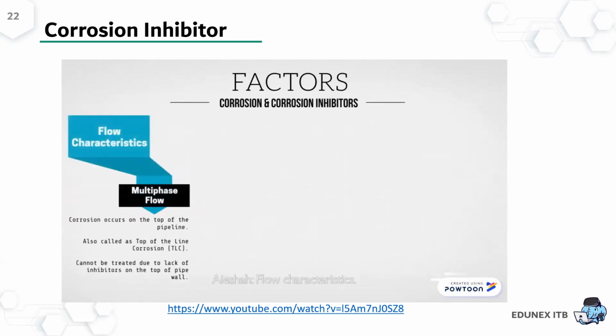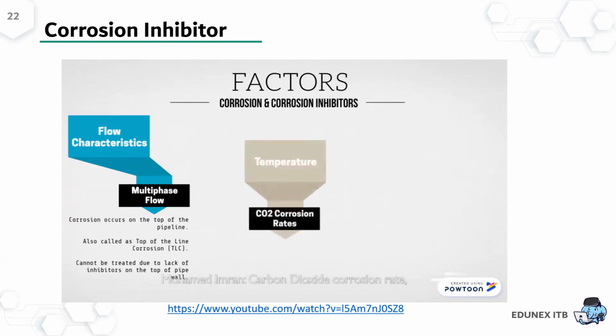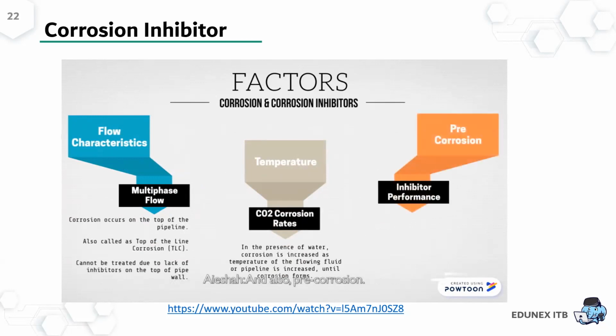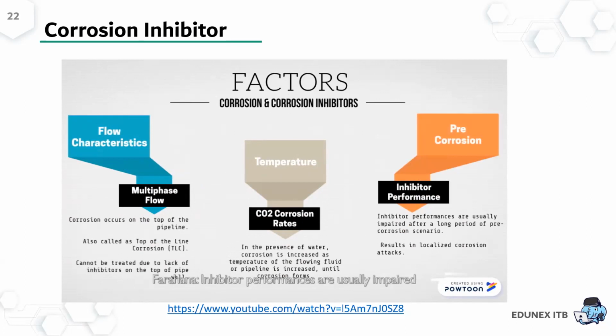Factors affecting corrosion and corrosion inhibitors. Flow characteristics: in multi-phase flow, corrosion occurs on the top of the pipeline, also called top-of-the-line corrosion, TLC. It cannot be treated due to the lack of inhibitors on the top of the pipe wall. Temperature: in the presence of water, the carbon dioxide corrosion rate increases as the temperature of the flowing pipeline increases. Also pre-corrosion: inhibitor performance is usually impaired after a long period of pre-corrosion scenario. This results in localized corrosion attacks.